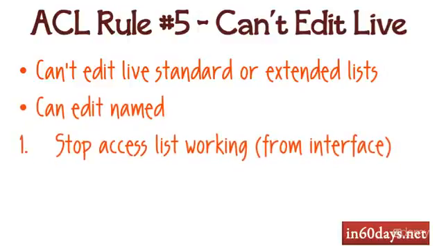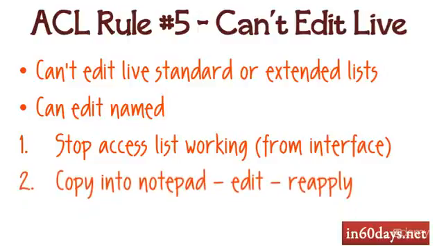So the way to do it, try this when you're doing a lab, is you basically need to remove the access list from the interface. A lot of people make a mistake and delete the entire access list of, say, 20 lines, which doesn't make sense. All you need to do is deactivate it from the interface that the access list is applied to, and then go into your running config. You could do show run, for example. Copy that access list into Notepad, edit it in Notepad, and then go back into the router, reapply the access list, and do a show run.